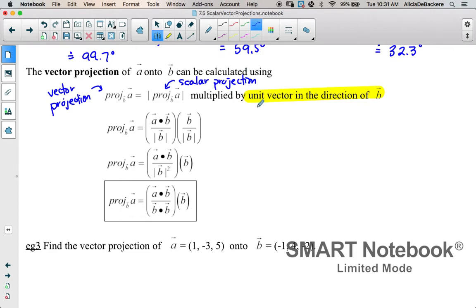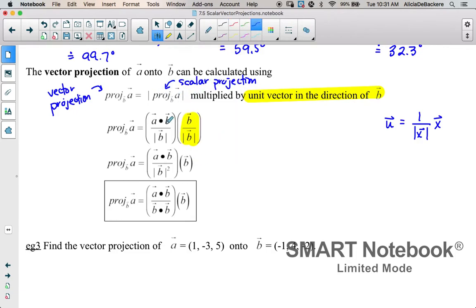So how do I find a unit vector in the direction of vector B? You might remember that to find a unit vector, I do 1 over the magnitude of a vector times itself. And I can simplify this by just saying it's the vector divided by its magnitude. And so that's what we have here. A unit vector in the direction of vector B is vector B divided by its magnitude.